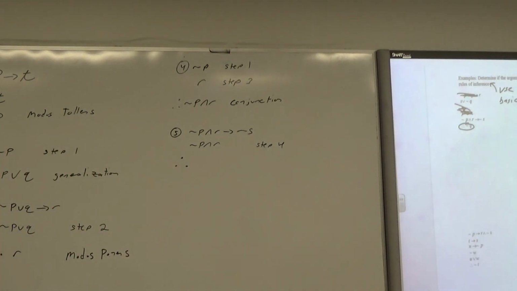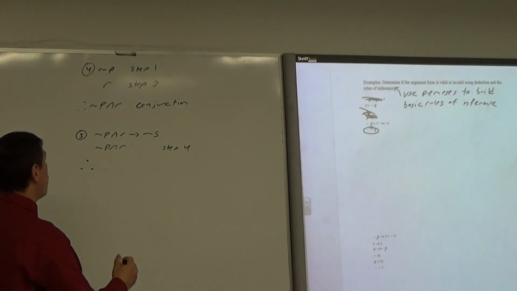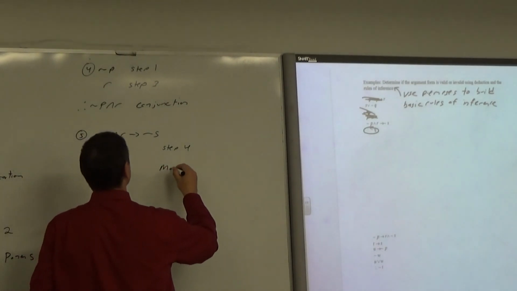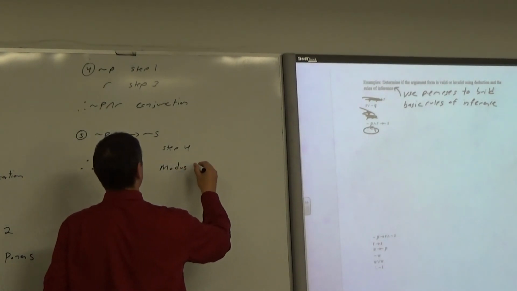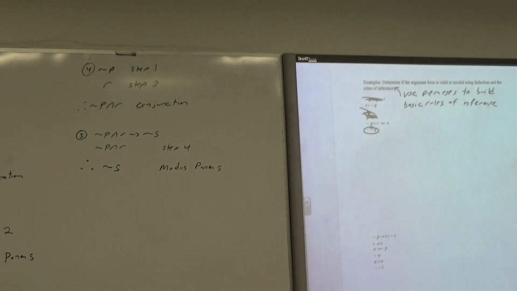What can we say as a result of that then? What's the conclusion from that and why? Not S. And how come, sir? Because not P and R implies not S, and we have not P and R, so we have not S. Which rule is that, guys? Modus ponens. Nice. Good job. In fact, it's the same exact structure that we just saw in step number 3.